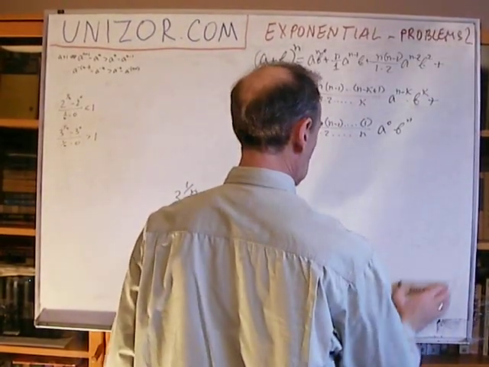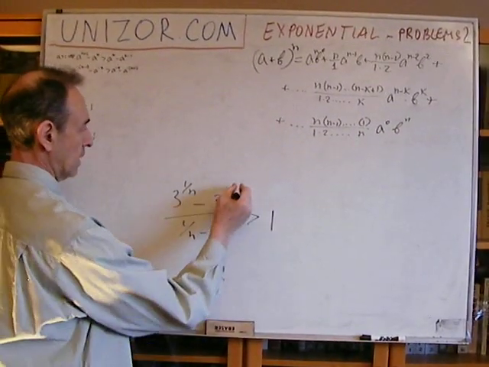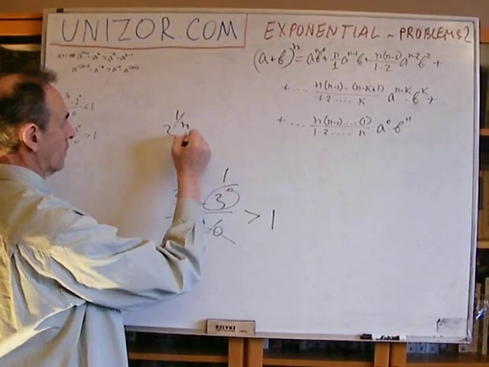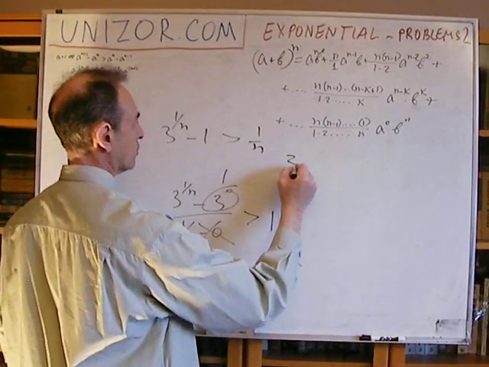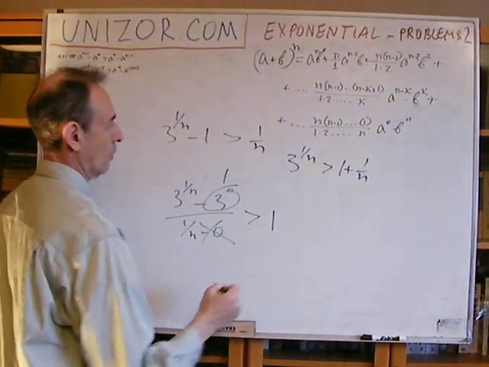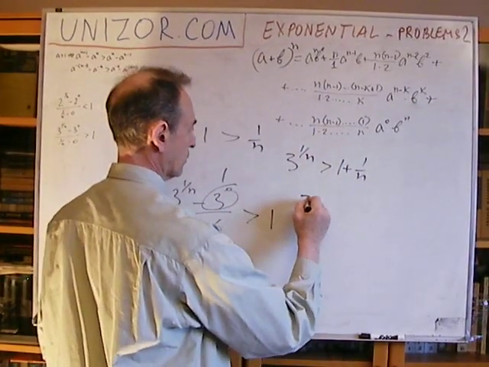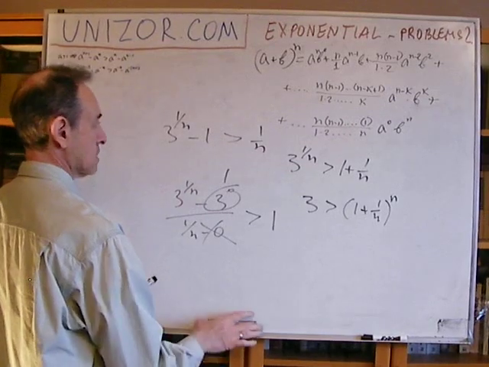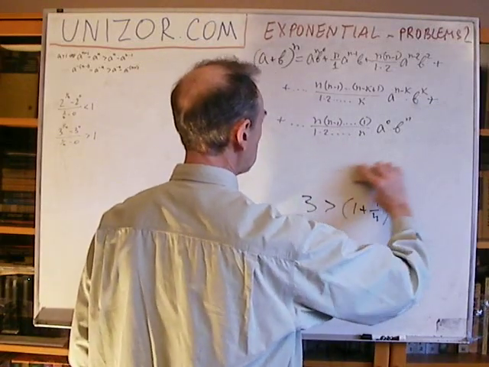So this is the inequality which I would like to prove, and I will do exactly the same as before. So this is 1, this is 0, right? So 3 to the power of 1 over n minus 1 should be greater than 1 nth, or 3 to the power of 1 over n should be greater than 1 plus 1 nth, or if I raise both to the power of n, it would be 3 should be greater than 1 plus 1 over n to the nth degree. That's what I'm going to prove using the same binomial formula.